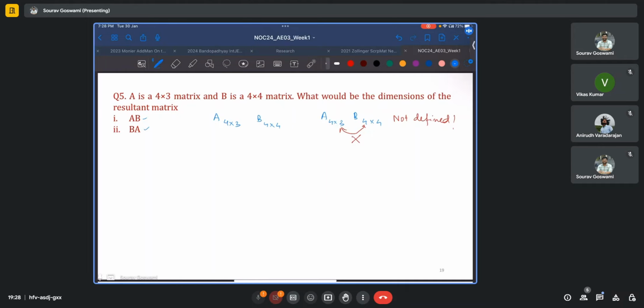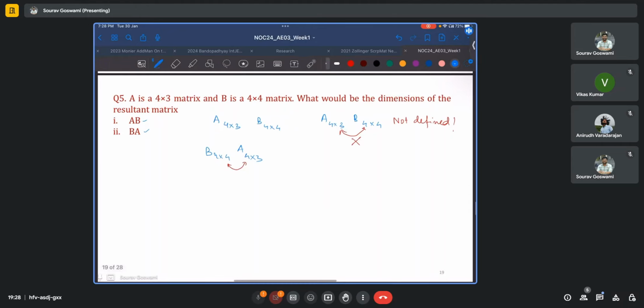For the second product, BA, B has dimensions 4 cross 4, A has dimensions 4 cross 3. We find that the number of columns of B is indeed equal to the number of rows of A. So the matrix product is defined and we can proceed to find the dimensions. We'll find that BA will have dimensions of 4 cross 3. So the answer in this case would be 4 cross 3.